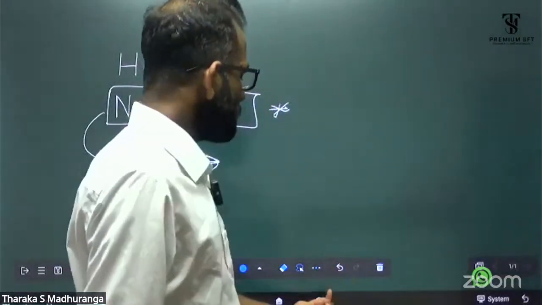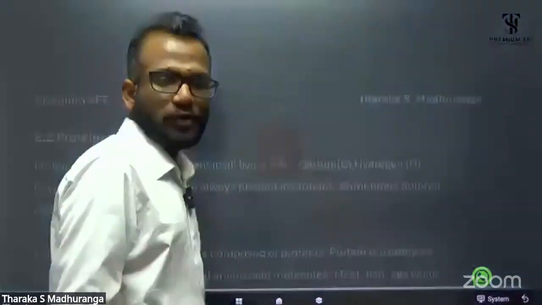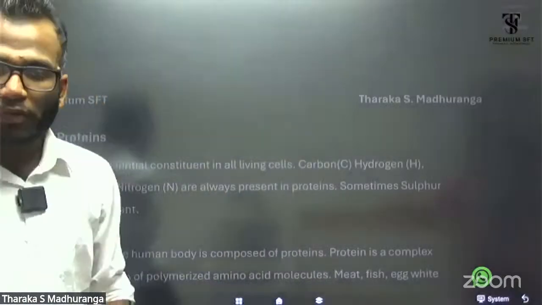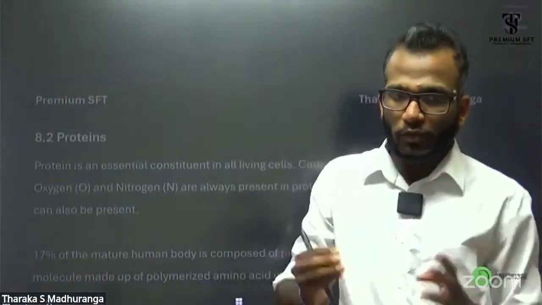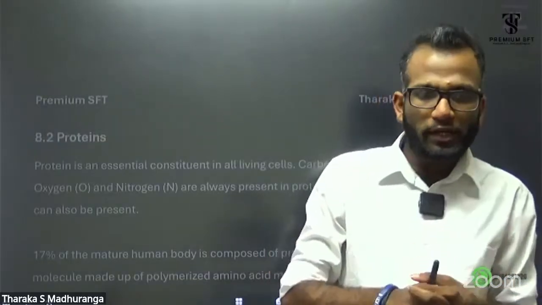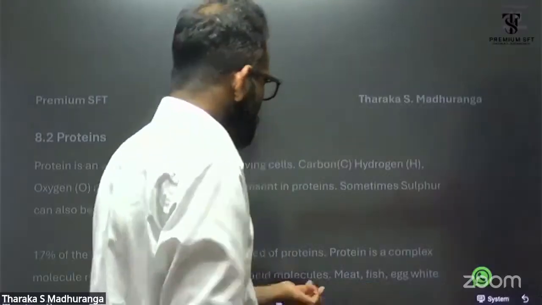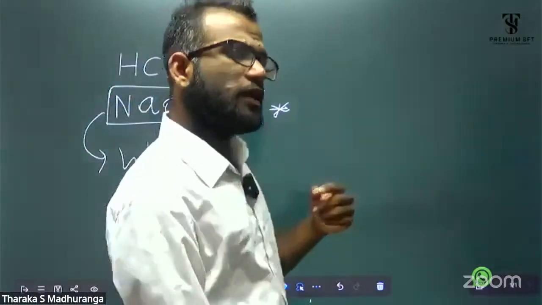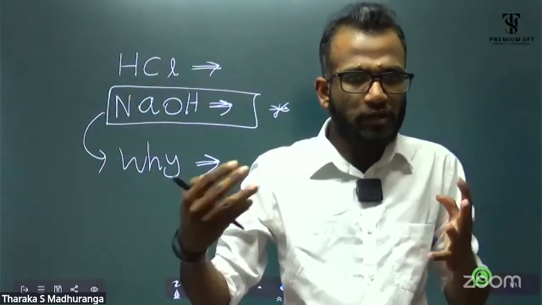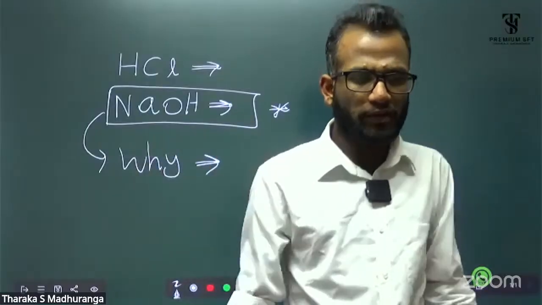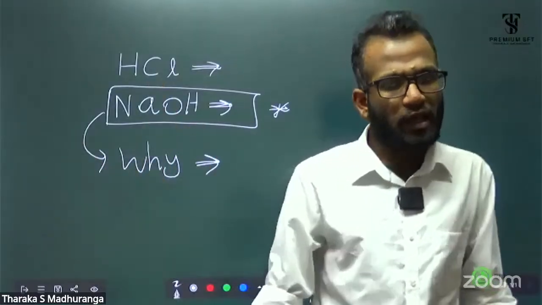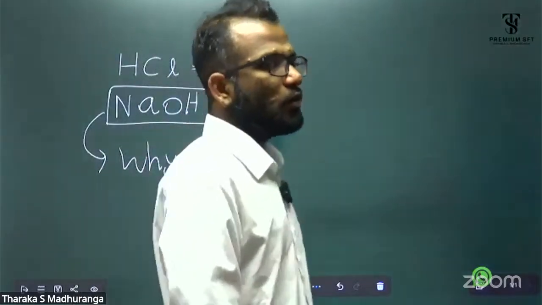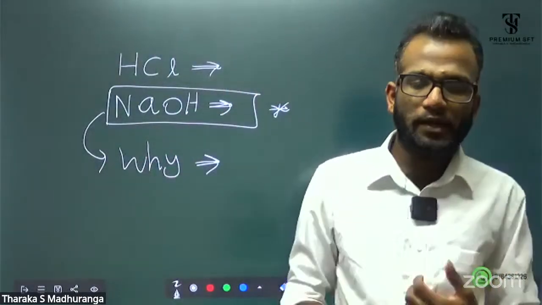Okay, let's move on, carbohydrate completed. I'm going to move into our second organic compound, proteins. In this lesson, as I told earlier, we are mainly discussing organic compounds. Compounds are mainly of two types: organic compounds and inorganic compounds. Inorganic compounds are those with the carbon-hydrogen bond absent. Organic compounds are compounds with carbon and hydrogen bonds.